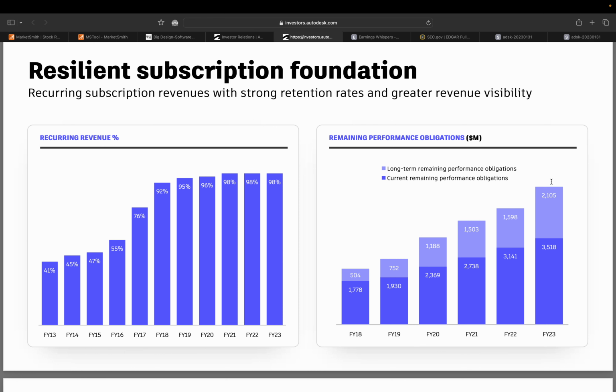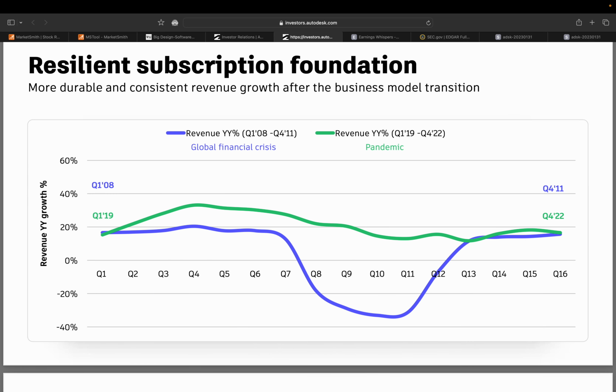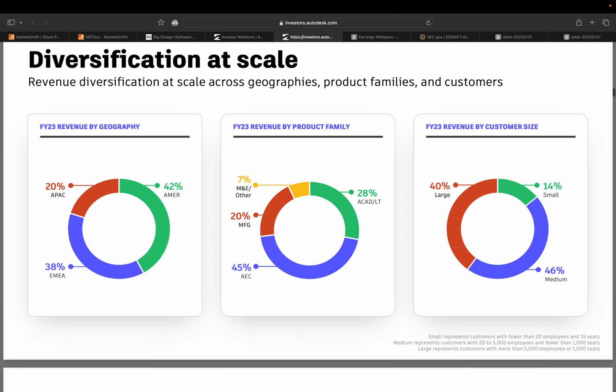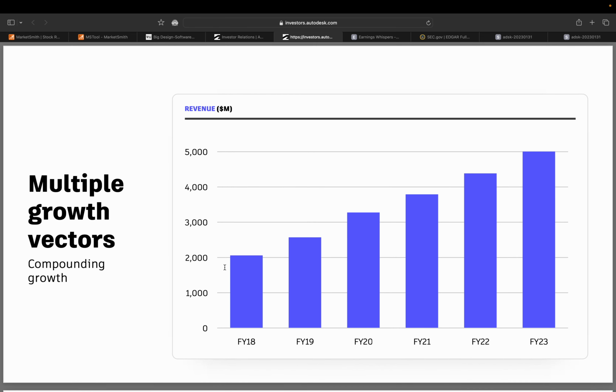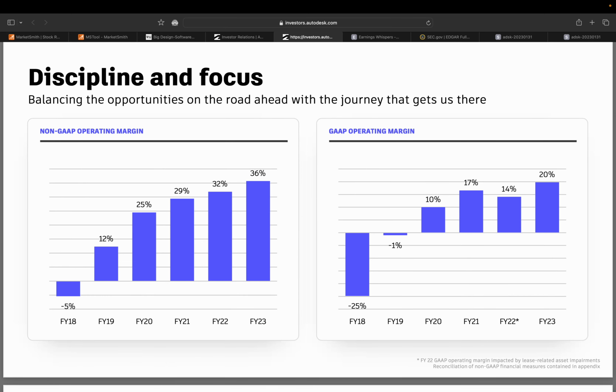To the right-hand side. This is good. So that's it. Resilient subscription financial, okay. Diversification at scale. So they're covering pretty much all the manufacturing segments and a lot of good geographical segments. That's what it's saying, basically. And multiple growth vectors. I don't understand the vectors, but looks good. This graph looks good. This plan and the focus.